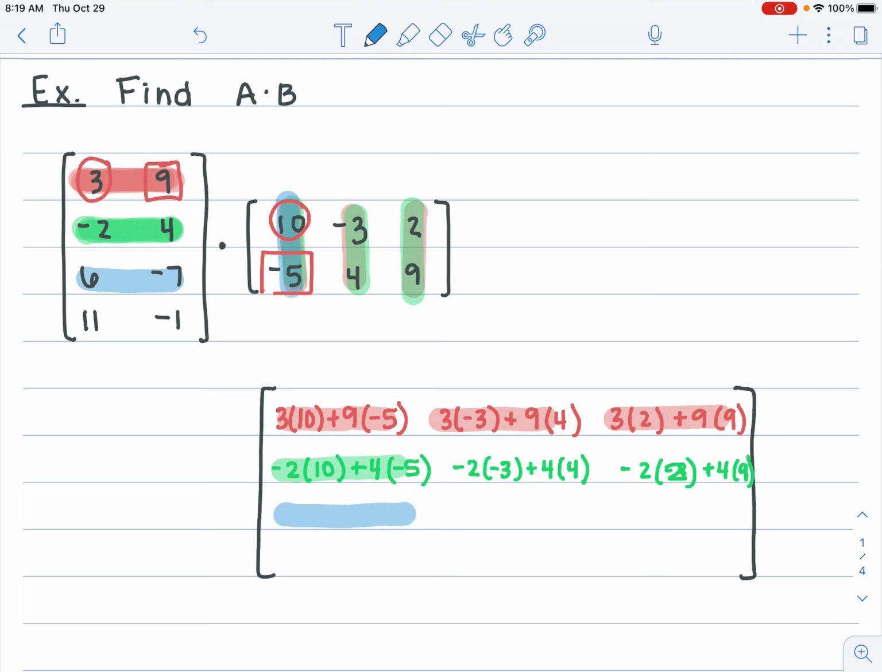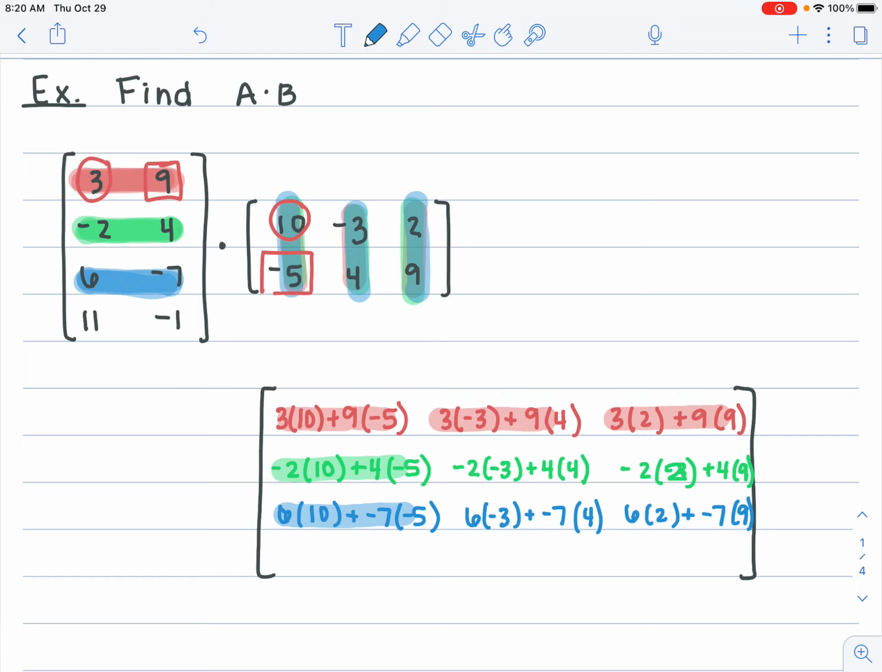All right, we're going to do row 3, column 1. Row 3, column 1 will give me the third row, first column. So I'm going to do 6 times 10 plus negative 7 times negative 5. We're going to do row 3, column 2. 6 times negative 3 plus negative 7 times 4. And finally, row 3, column 3. 6 times 2 plus negative 7 times 9.